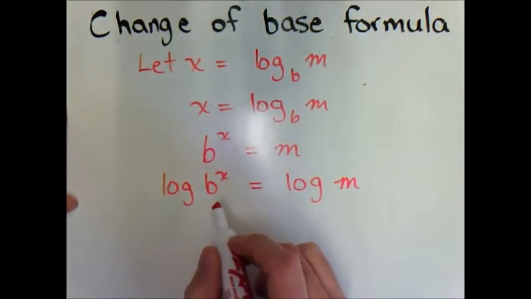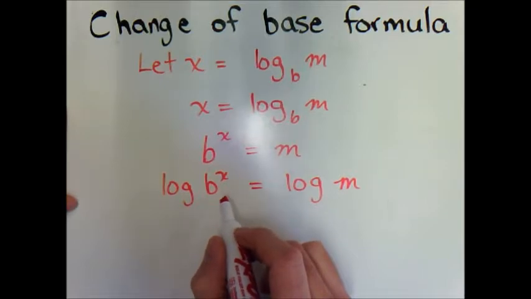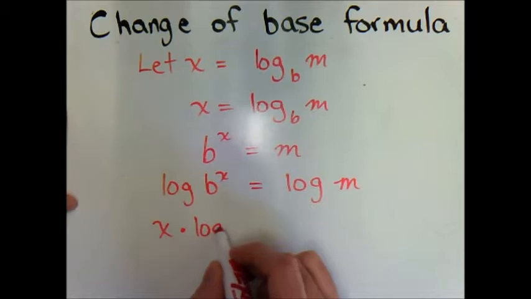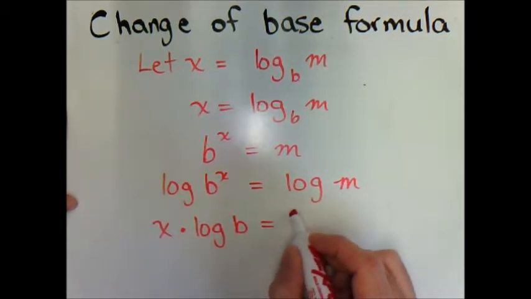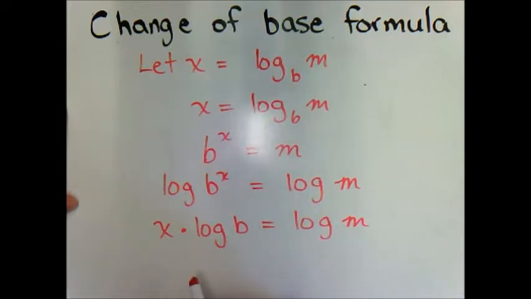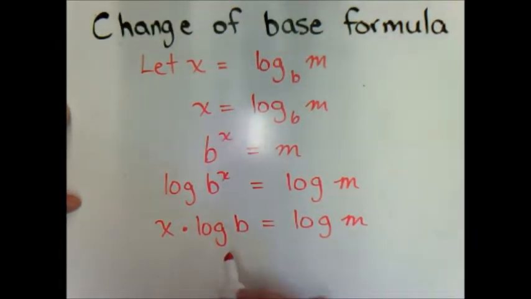According to my rule for logarithms, the left side becomes x times the log of b, and the right side remains log of m. Now I can divide both sides by log of b in order to determine my x: x equals log m over log of b.